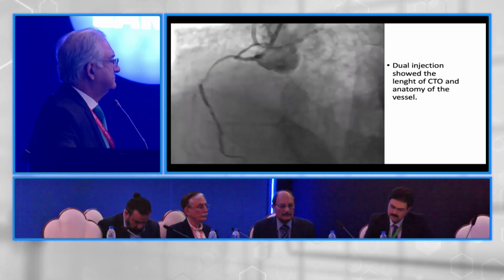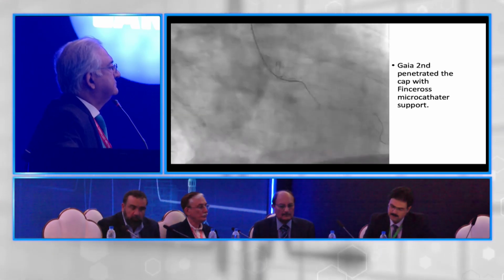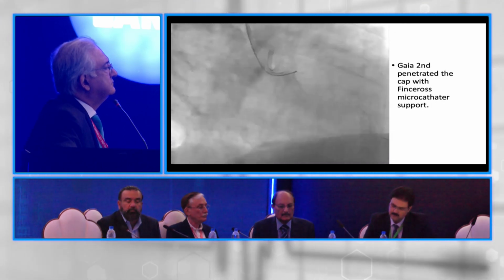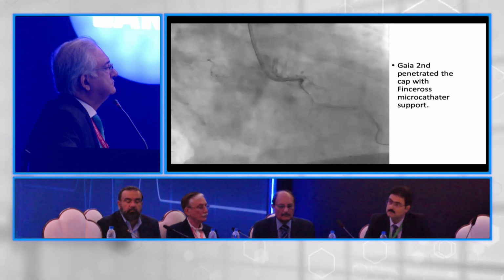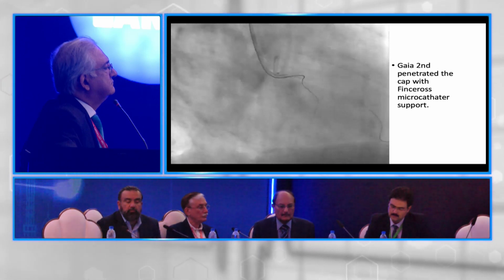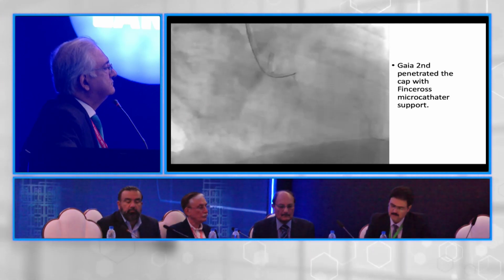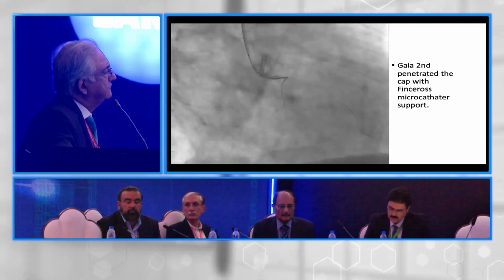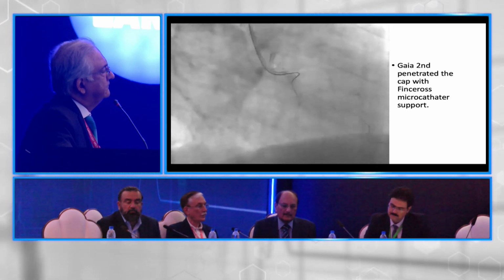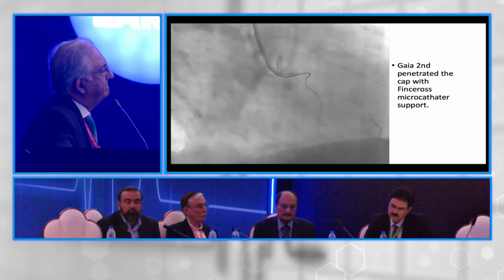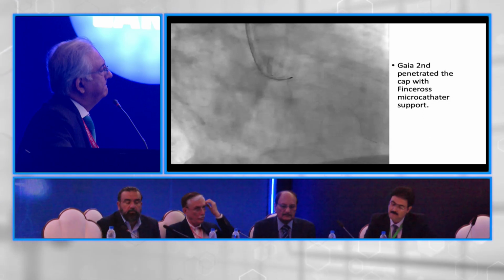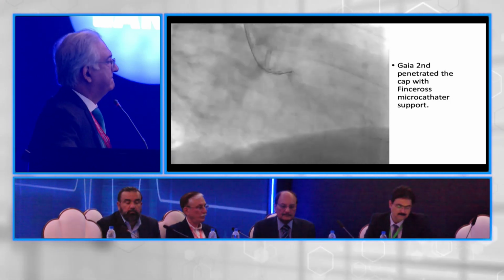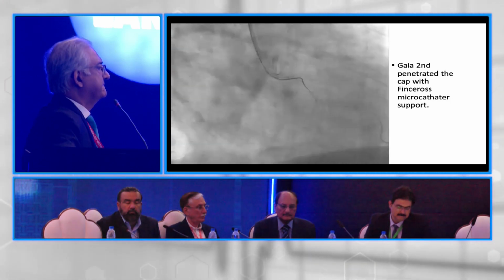This is dual injection. It shows me this is not a very long lesion, and in this case, the first wire was Gaia second. You see that Gaia second finds the proximal cap, penetrates it, and it goes slowly. If it goes, I never stop. I go until the wire stops itself, right? Because it shows me that the wire has found loose tissue and goes nicely. So as you see, I crossed the whole lesion with one movement. If I stop or if I try to insert my microcatheter, I may lose that loose tissue. So I suggest you go in one.